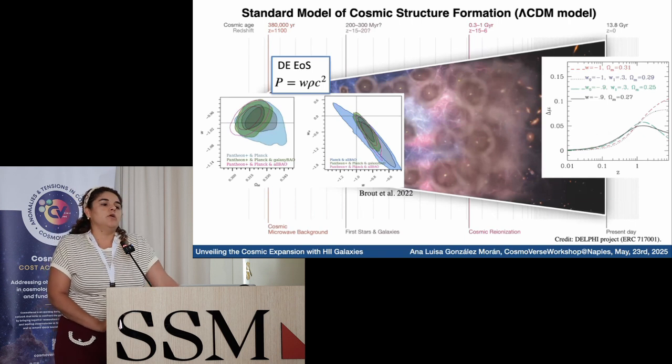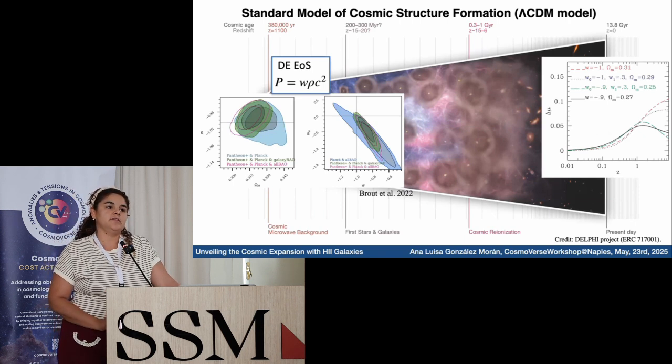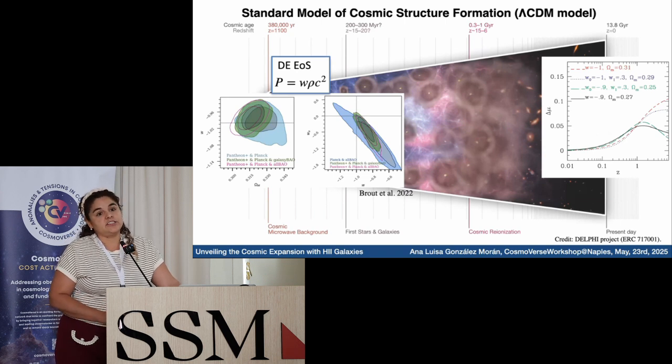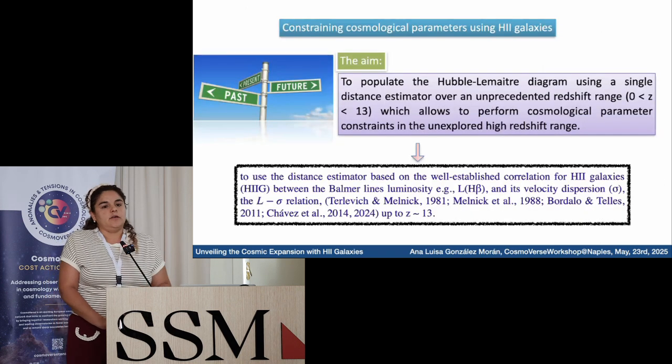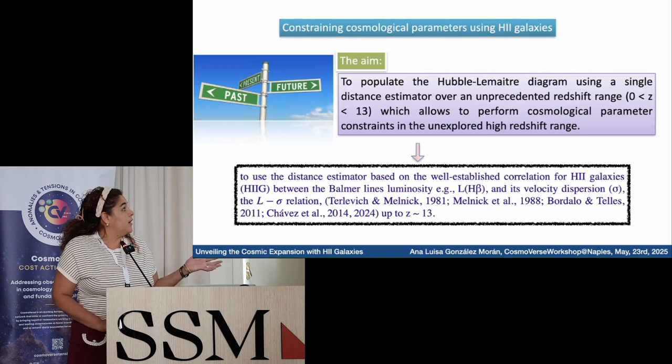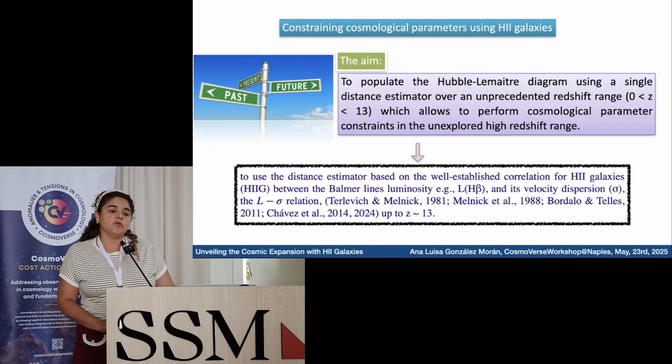In this plot, I show you the distance modulus difference when we include cosmological models with evolving dark energy. And here you can see that the maximum difference in the cosmological models that include dark energy occurs at redshift higher than 1. And so in this sense, the aim of this project is to populate the Hubble diagram using a single distance estimator to the highest redshift possible.